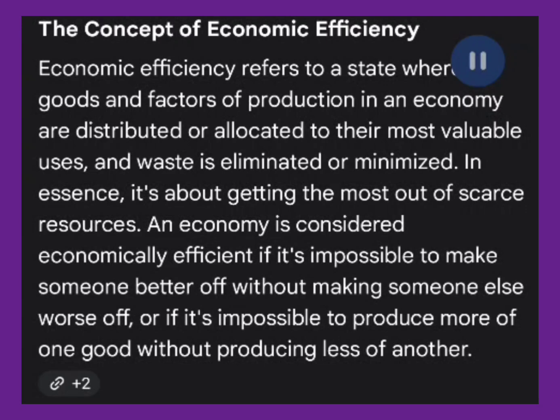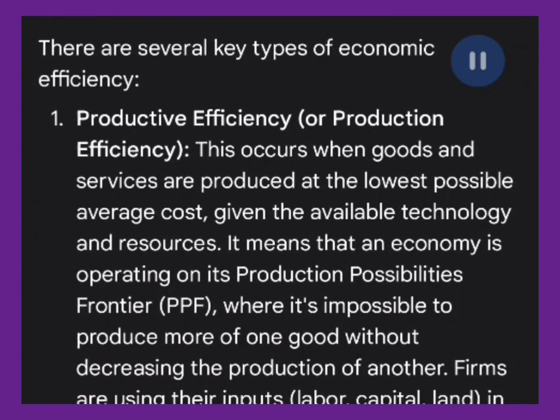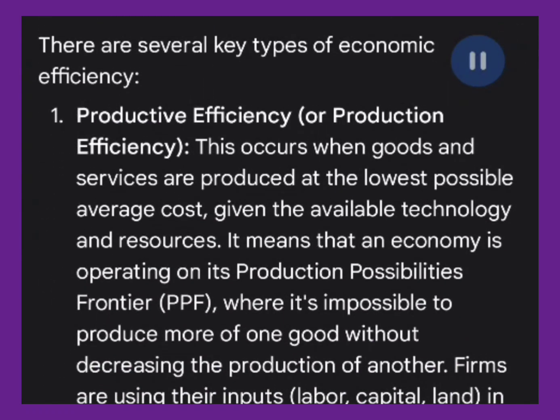An economy is considered economically efficient if it's impossible to make someone better off without making someone else worse off, or if it's impossible to produce more of one good without producing less of another. There are several key types of economic efficiency. 1. Productive efficiency or production efficiency.